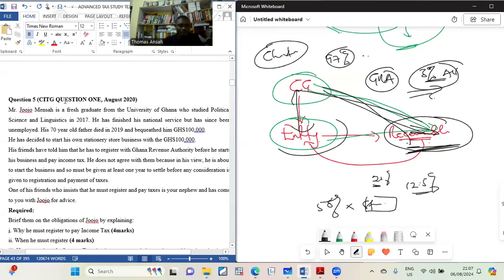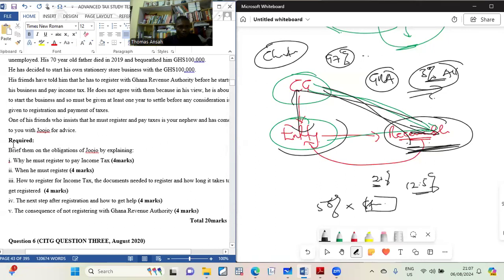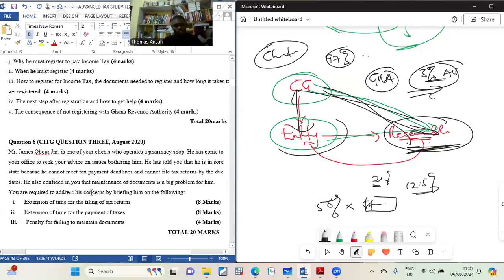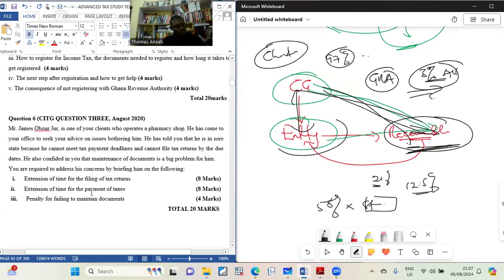So these are the same questions. You see, you are doing ICA, but I keep putting CIT questions. Write briefly on this. Why must he register to pay income tax? When must he register? So if you get this, I've solved all these things in your material. I've actually solved all the questions, so you will see it. All right. So that is it.